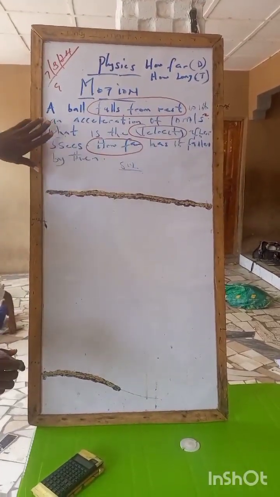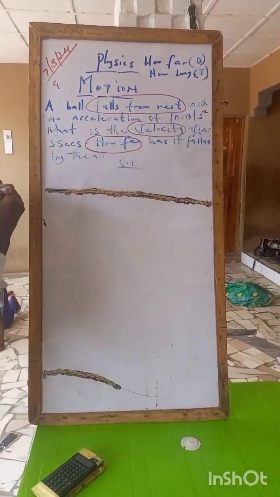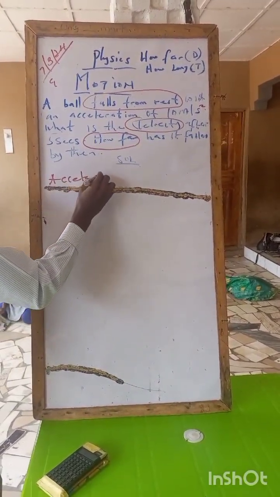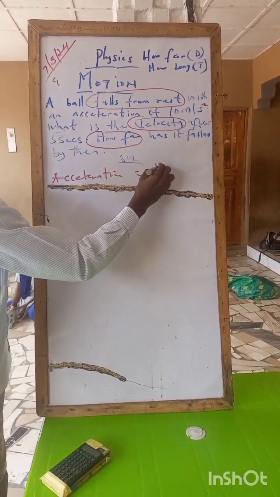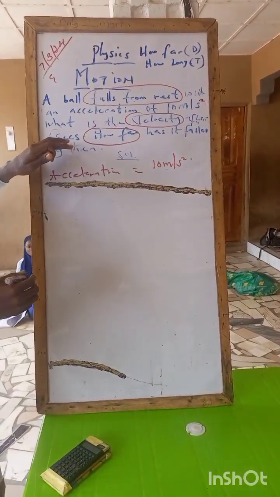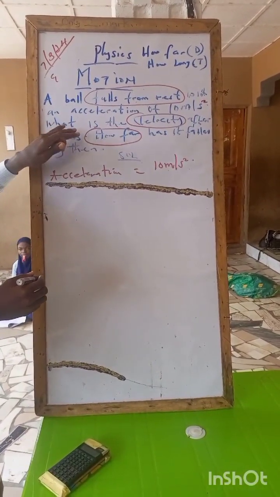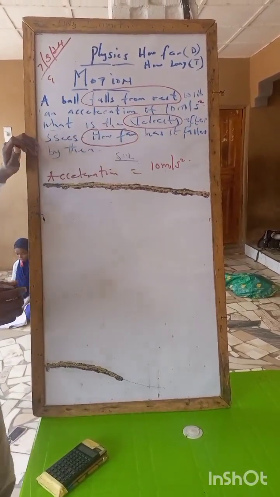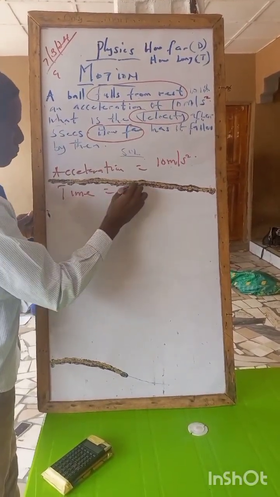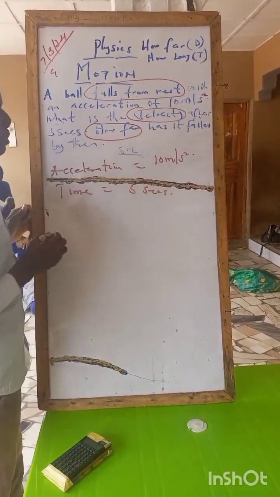A ball falls from rest with an acceleration of 10. That means our acceleration there is 10 meters per second squared. Then I asked, what is the velocity after 5 seconds? That means our time is 5 seconds.